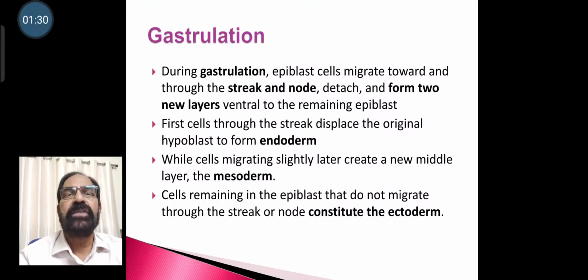Gastrulation. During gastrulation, epiblast cells migrate through the streak and node, detach and form 2 new layers ventral to the remaining epiblast. First cells through the streak displace the original hypoblast to form the endoderm, while the cells migrating slightly later create a new middle layer, the mesoderm. Cells remaining in the epiblast that do not migrate through the streak or node constitute the ectoderm.